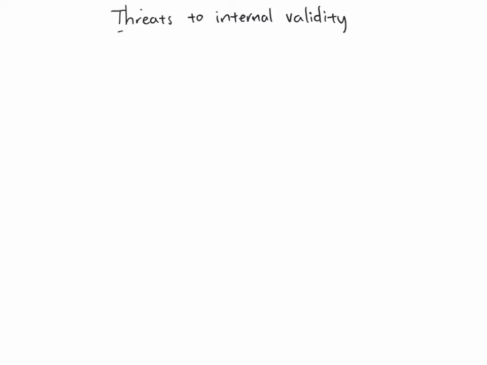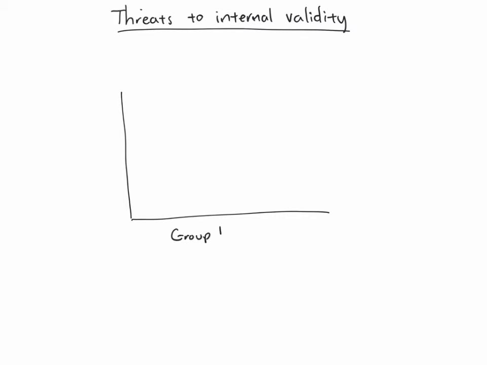Okay, so let's talk about some different threats to internal validity. Suppose we are doing a study, and the study looks like this. We have two different conditions. In this case, the conditions are going to be comparing two different groups of people. So we have group 1 and we have group 2.